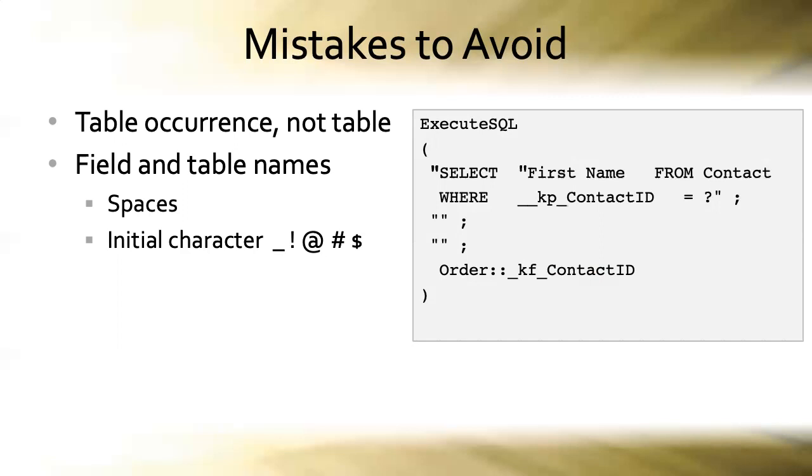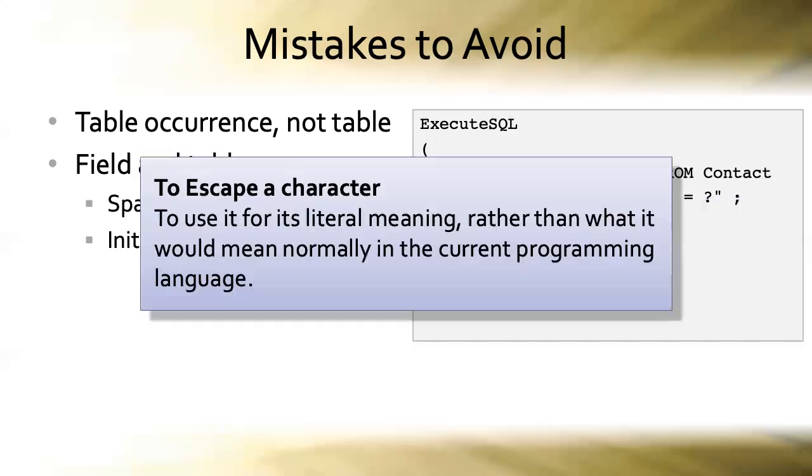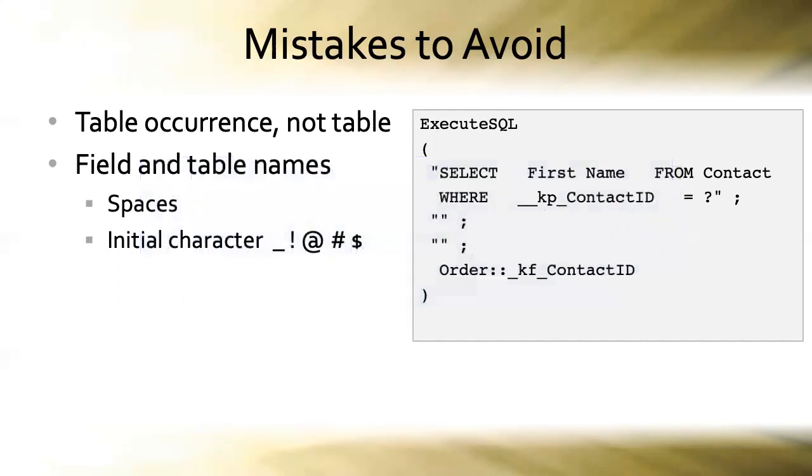Instead, we must use a programmer's technique known as escaping the quote characters. To escape a character means to insert it for its literal meaning rather than what it would mean normally in the current programming language. To escape a character in FileMaker, we simply precede it with the backslash character, like this and like this. Backslash quote means I want to put a quote character right there. Do not treat that quote character for its normal meaning as the end of this quoted passage here. Rather, insert it as a literal quote character, as text.